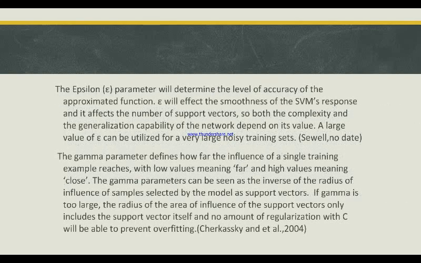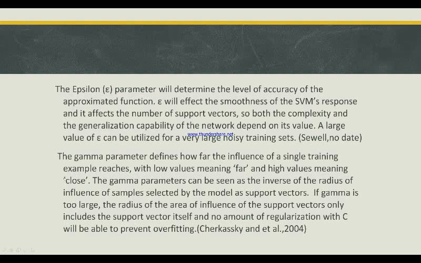And then for the epsilon parameter, it will determine the level of accuracy of the approximative function. It will affect the smoothness of the SVM's response, and it affects the number of support vectors. So both the complexity and the generalization capability of the network depend on its value. A large value of epsilon can be utilized for a very noisy training set. So the epsilon parameter is basically more toward the accuracy of the SVM. So if you want to have more accuracy, you need to adjust the epsilon parameter.